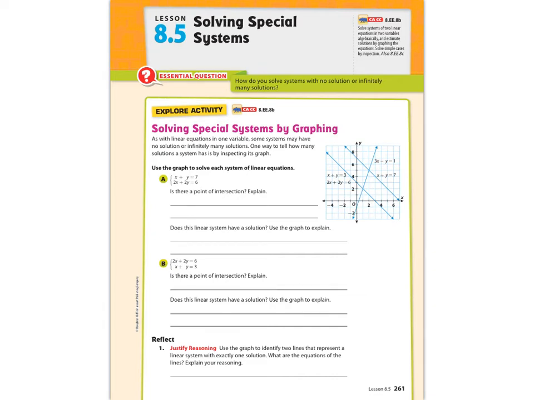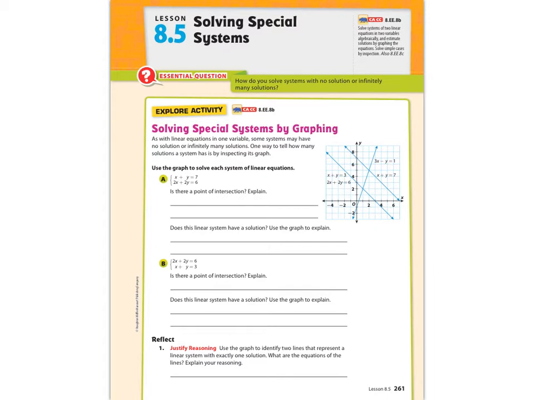This is Mr. Bainey, and today's lesson is 8.5, the last lesson of this module, solving special systems. Our essential question is, how do you solve systems with no solution or infinitely many solutions? So this is sort of tied to the very last lesson of module 7, if you remember, when we get no solution, infinitely many solutions, or one solution.